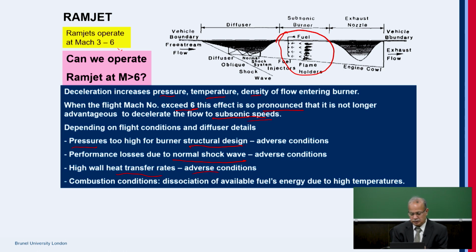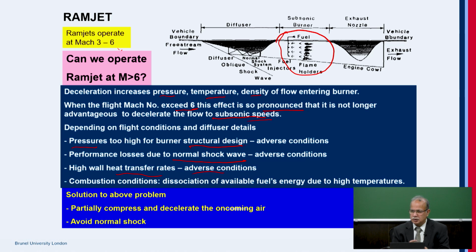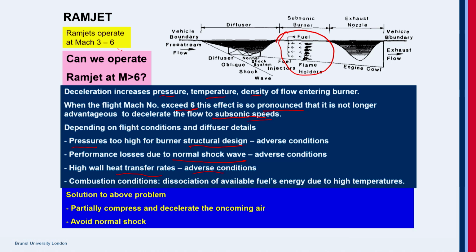And heat transfer rates will be adverse. Because of this temperature, the fuel will also dissociate, and effectively we will not be able to harvest all the useful energy. So operating a RAMJET above Mach 6 is not a feasible solution because of the thermal loading and the mechanical loading happening in the combustor. Okay, now what is the solution if you want to go beyond Mach 6?